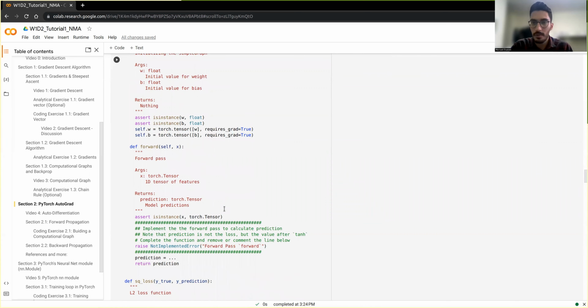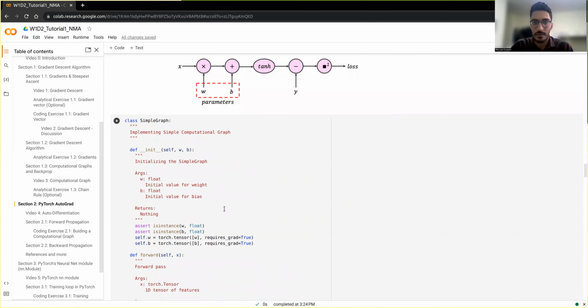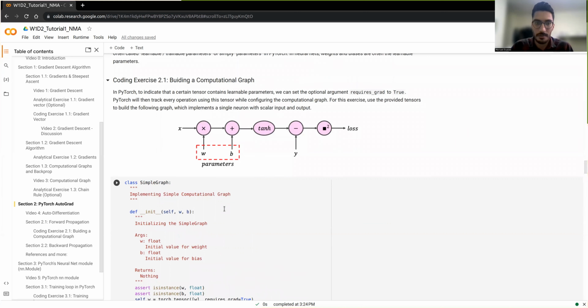For the forward pass of this simple neural network, we multiply input x by the weights of the neuron, and then add the bias, and at the end we apply tanh, the hyperbolic tangent, as the activation function of the neuron. Let's code this.